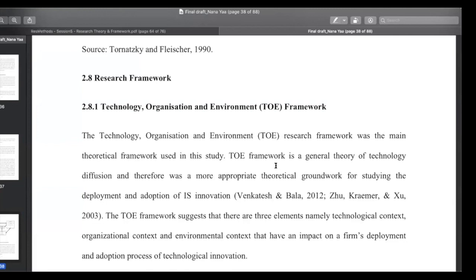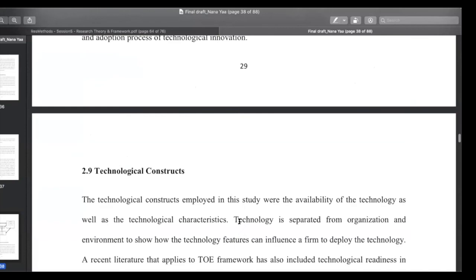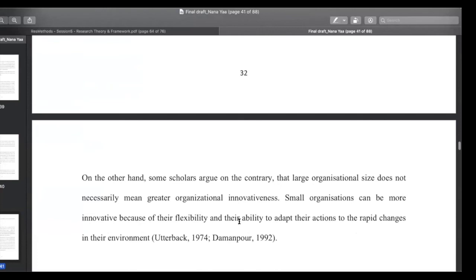The framework is a general theory. The word theory is a general means of explaining things. That's what he's using. The framework suggests three elements. Then she applied it to her work. So when she finished, she chose the variables she wanted to study. So this is what she ended up saying.